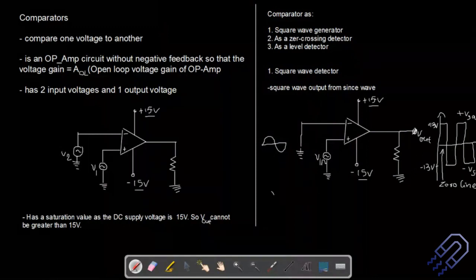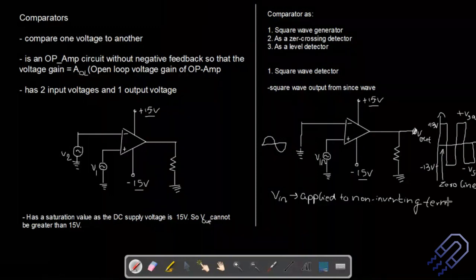Let me just write down a few points here. First thing, maybe we can talk about Vin. You can note this Vin is applied to the non-inverting terminal. Okay, this is the non-inverting terminal, and the gain is open circuit gain now. Since gain is equal to AOL, the open loop gain.